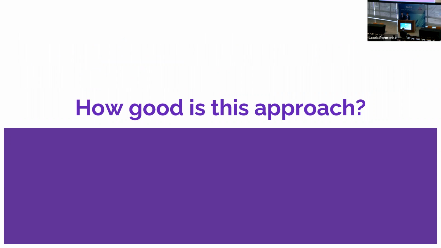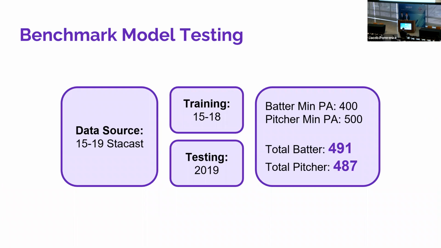We think it's very interesting, but our question is, how good is this approach? And we want to set up a test using empirical data to test it out. So we gathered 2015 to 2019 StatCast pitch-by-pitch data, and we used the 2015 to 2018 seasons to train and build the Markov chain model, and then used the 2019 season data for testing. And since a lot of players will have very limited sample sizes, which will give us sparse probabilities that will throw off our predictions, we had a cutoff point: 400 plate appearances minimum for batters, 500 for pitchers, and we're left with about 1,000 total players that we performed our test on.